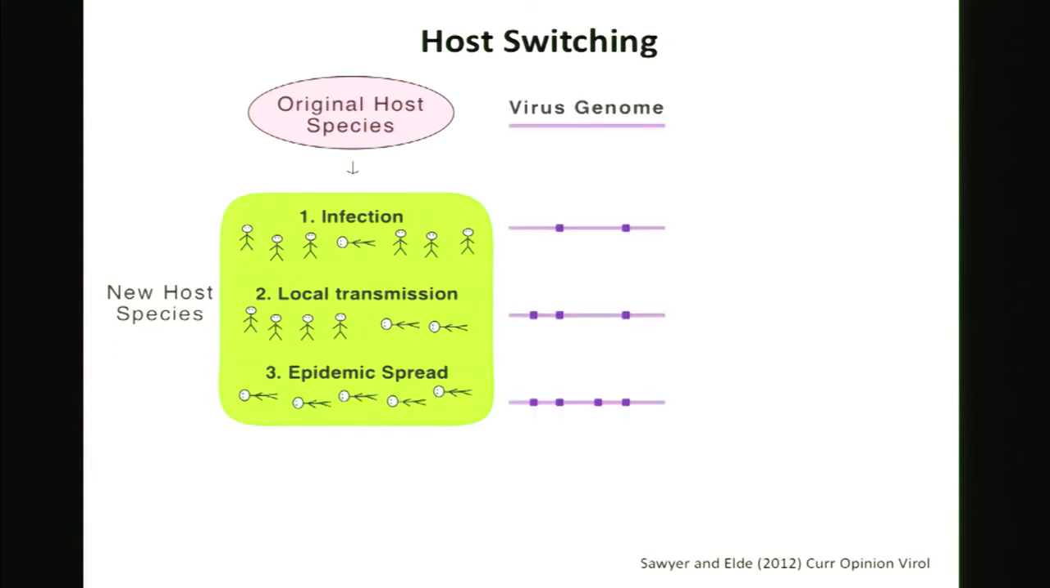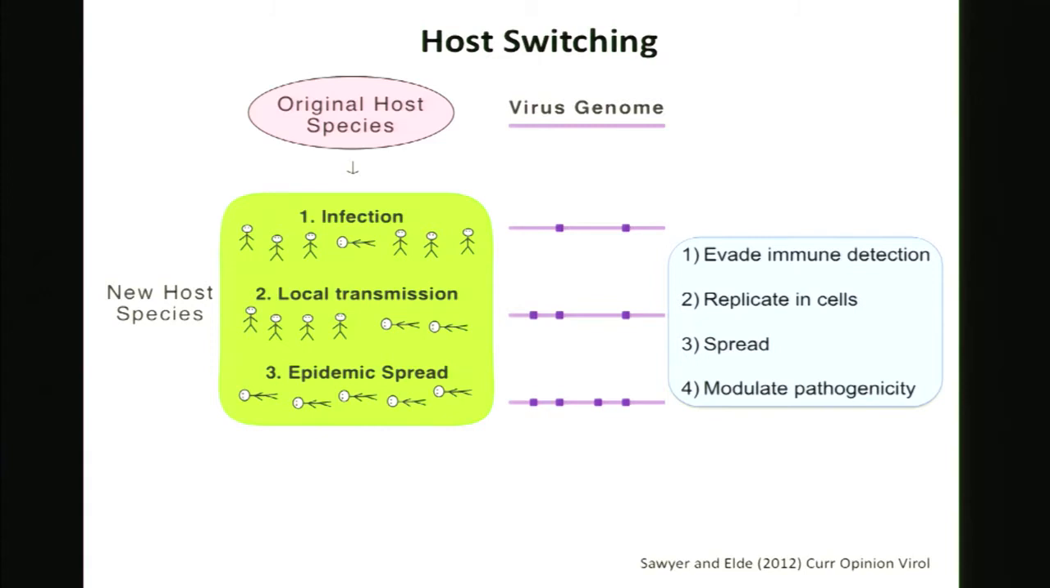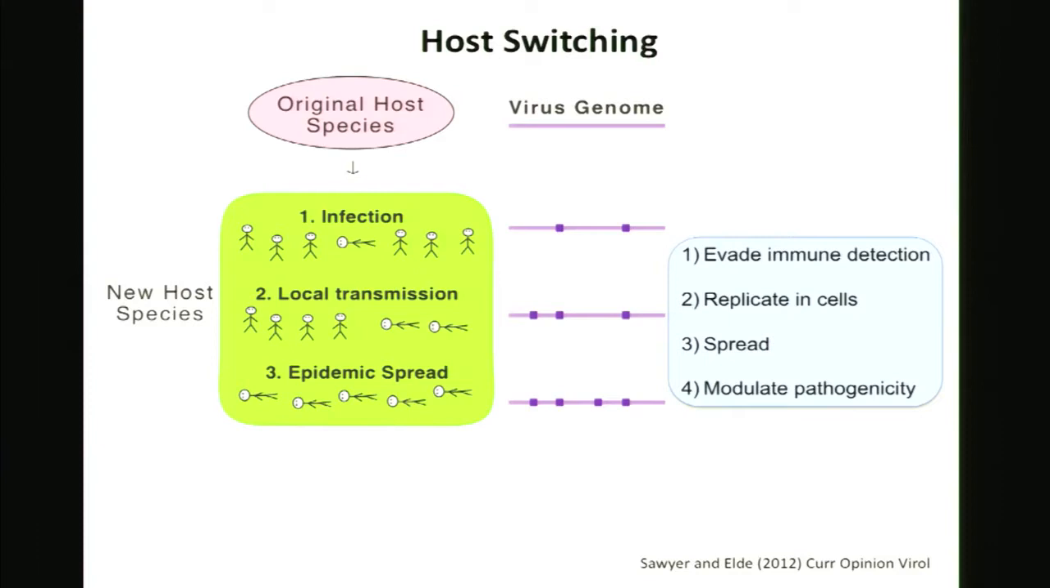And we understand this to be a multi-step process where the virus genome is selected for a series of mutations that allows it to do the following things better in the new host species: evade immune detection, replicate in cells, spread between individuals, and even modulate their own pathogenicity. But if you think about this, humans are exposed to millions of viruses every single day, yet zoonosis is relatively rare. So it's really important that we think about how this process begins, because once a virus is infecting a human and it is replicating, it has the potential to mutate, and therefore it has the potential to evolve and to possibly move throughout this pipeline.